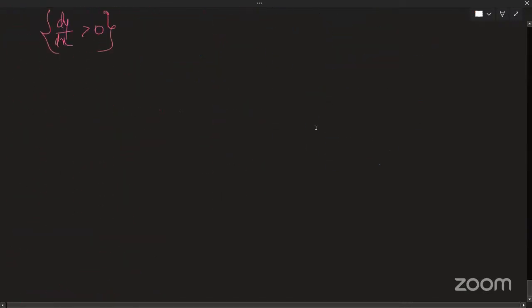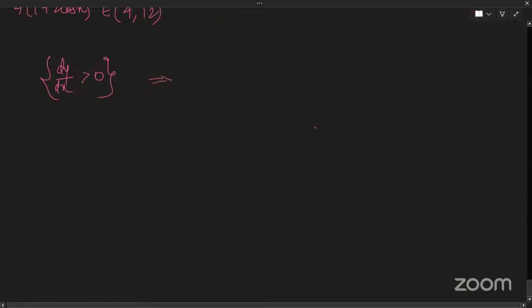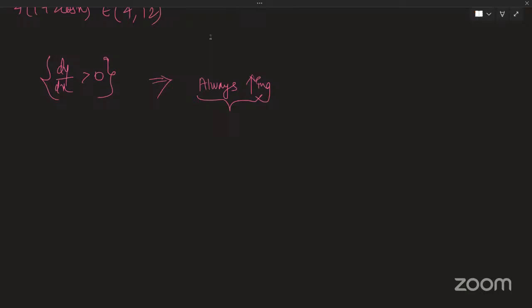So if my dy by dx is positive, what can I infer? Increasing. Correct. Great.